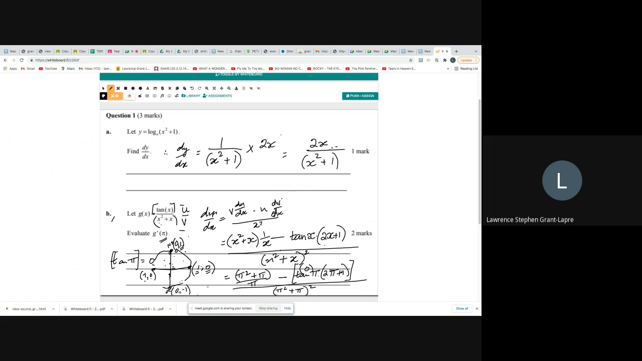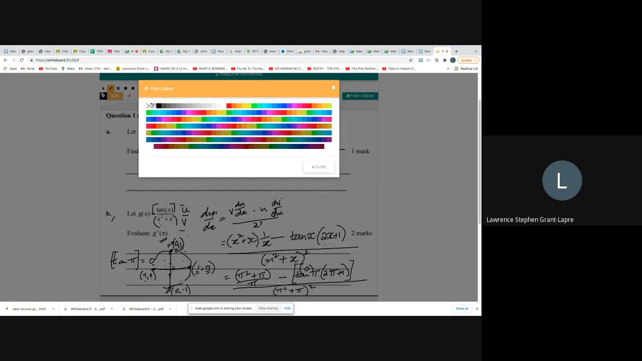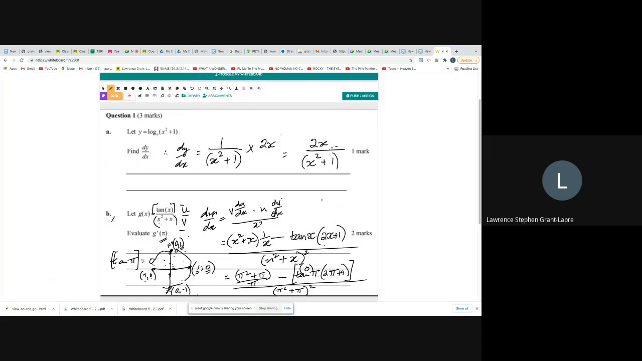And we've got, running out of space, let's just change the color and put it up here. So we've got pi squared plus pi over pi, and we've got this pi squared plus pi all squared. We can cancel that with that, and we're left with 1 over pi squared plus pi. And there's our answer for 2 marks.